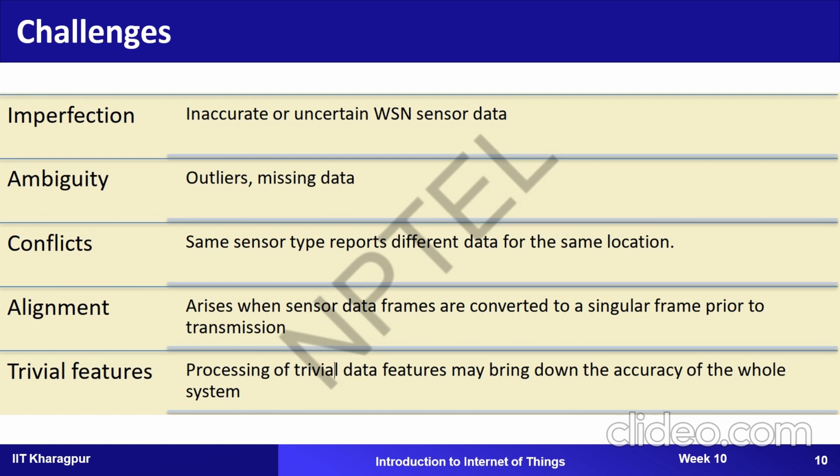Next is alignment. If you are using data from different sensors, there is a need to align the data into a singular frame. Next is trivial features. Processing of trivial features may bring down the accuracy of the whole system.